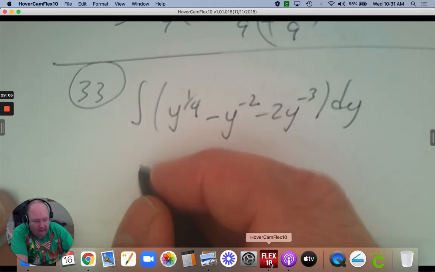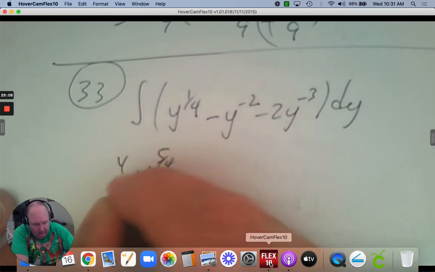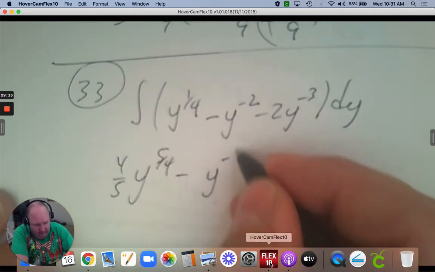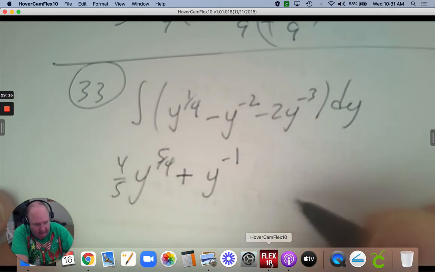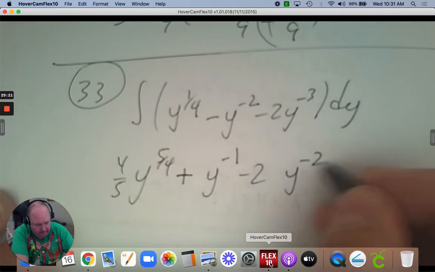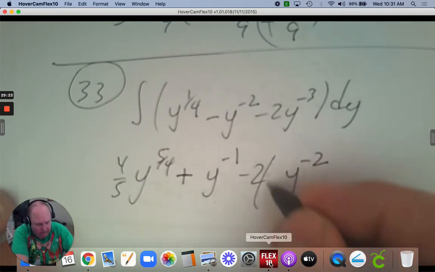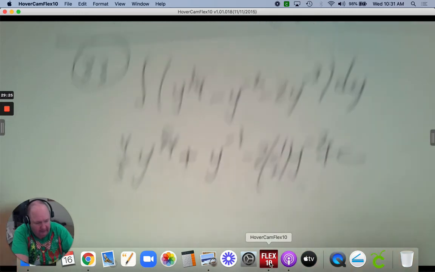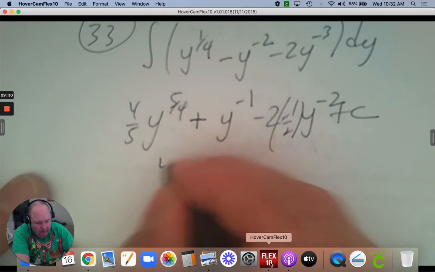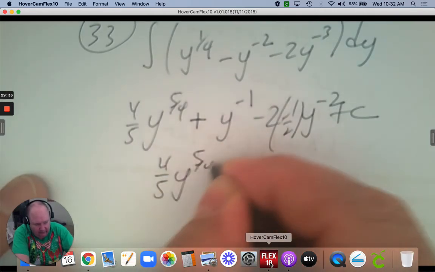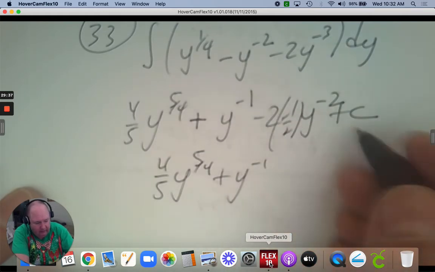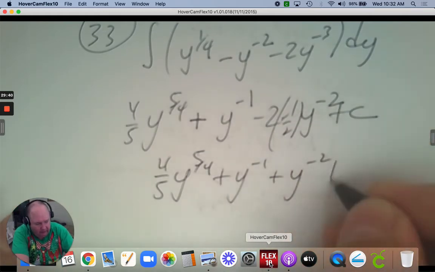And then integrating means you add 1 to the exponent, and then reciprocal, add 1, and then divide makes that a plus. Add 1, and then the reciprocal, and then don't forget the constant. We could simplify that if you want. That'd be 4/5 y to the 5 over 4 plus y to the -1. Negative, that would just give you plus y to the -2 plus c.